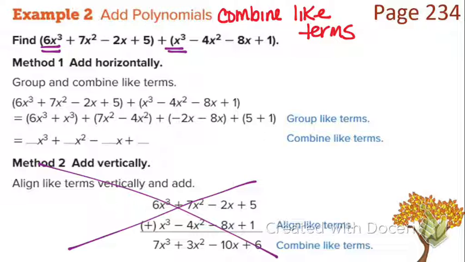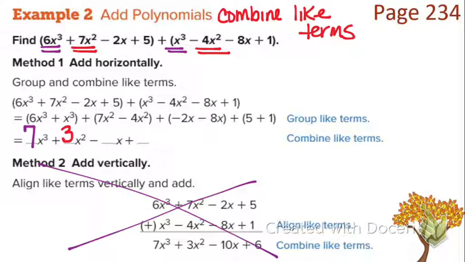So for addition, you're just combining your like terms. So when you add 6x cubed and x cubed, what do you get? What's 6x cubed plus 1x cubed? 7x cubed. So we're going to put a 7 right here. The next thing we're going to look for is x squareds. So we have 7x squared and negative 4x squared. So 7 plus negative 4 is what? What's 7 minus 4? 3. So we got a 3x squared. See how I'm filling in the coefficients in the bottom?